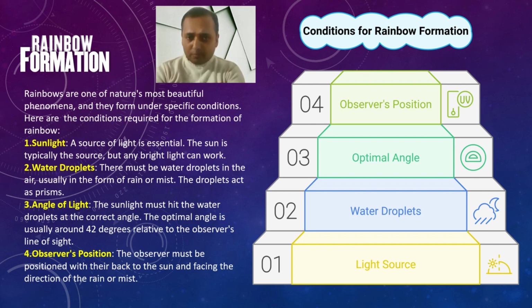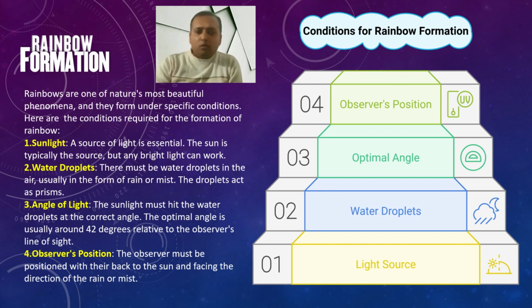Now, next, the third point, angle of light. That is also very important. The angle of sunlight must be around 42 degrees relative to the observer's eye. Relative to the observer's eye. Remember it. It has to be relative to the observer's eye.